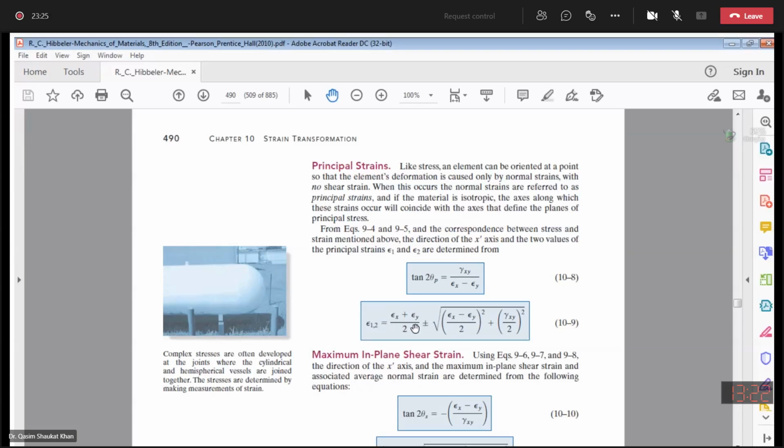Okay? So epsilon 1 is the maximum value of the normal strain, or you can say the major principal strain. That will be the average strain plus the resultant. Epsilon 2 will be the average strain minus the resultant. Okay? Epsilon 2 will always be smaller than epsilon 1. If you have any question about this, you can ask me now.